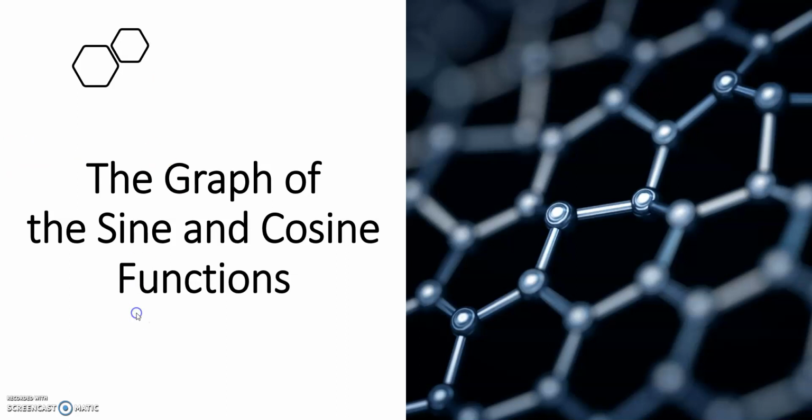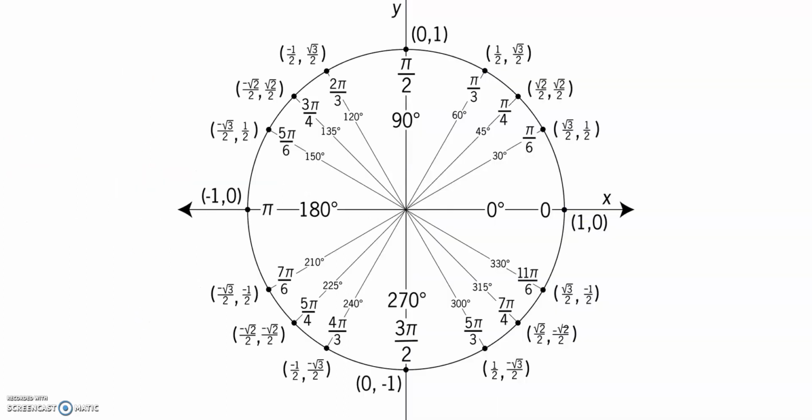So to get us started, we're going to first start just by using our unit circle, because we're going to use our unit circle to get the sine and cosine values. We're going to start with the sine function. And so remember that sine is all of your y values and cosine is all of your x values.